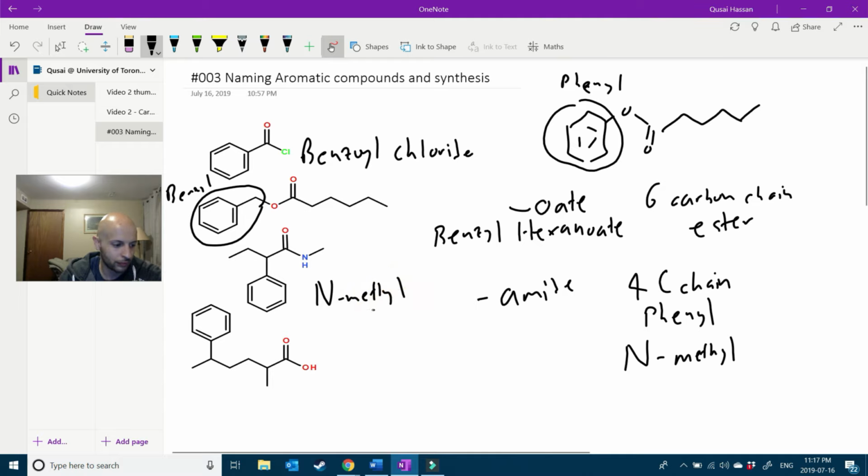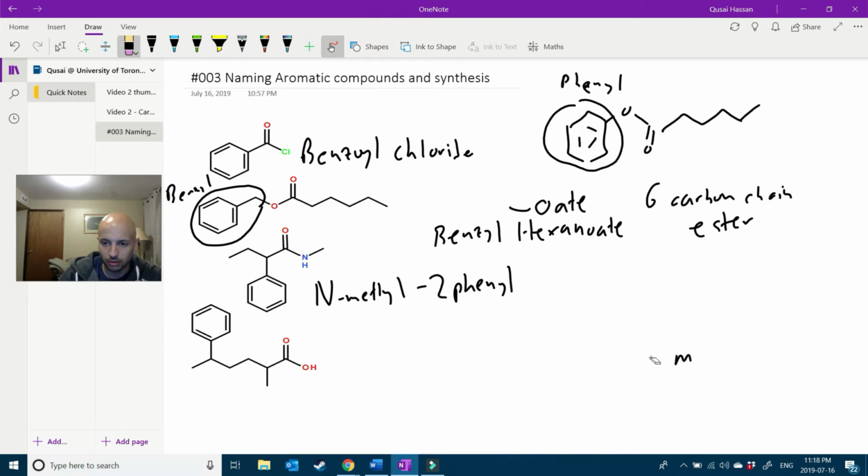I'm going to erase this real quick. Okay. N-methyl 2-phenyl, because the phenyl is attached to the second carbon on the butyl chain, which is the longest chain in the compound. Let me just get rid of this so I can have space to write. N-methyl 2-phenylbutanamide. So that's the name of that compound. Okay, that one was a little bit trickier.